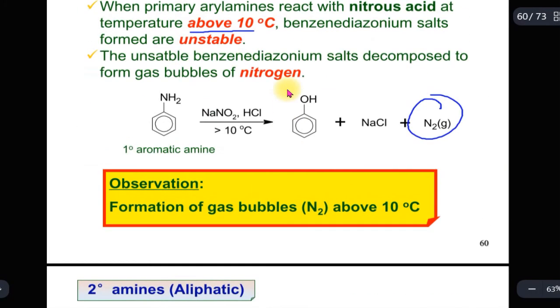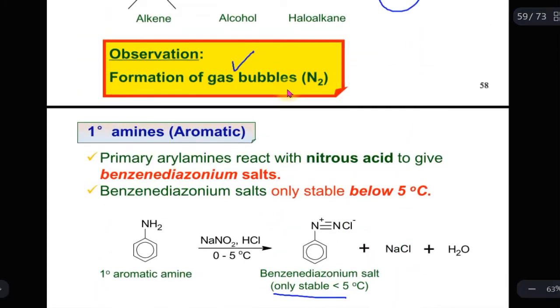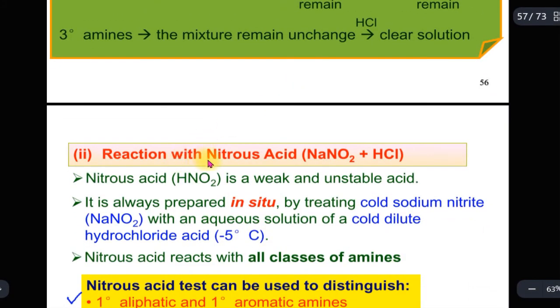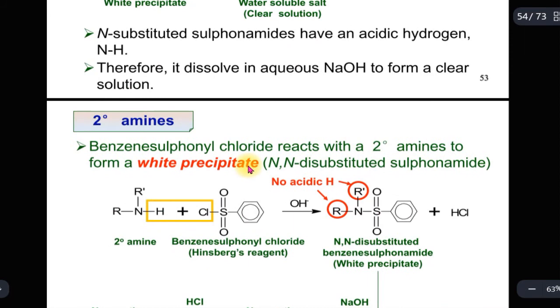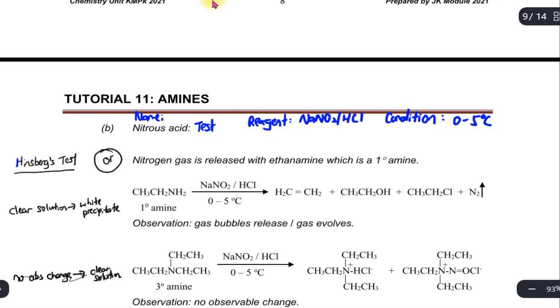Let's check the lecture notes for the nitrous acid test. Reaction with nitrous acid: NaNO2 and HCl is the reagent, and the temperature is 0 to 5 degrees Celsius. For the primary amine, this is the way to write down the reagent, the condition, and the equation, forming alkene, alcohol, haloalkane, and nitrogen gas. That's why the observation is gas bubbles released, or gas bubbles evolve. So this is the name, the reagent, the condition, equation 1, observation 1.